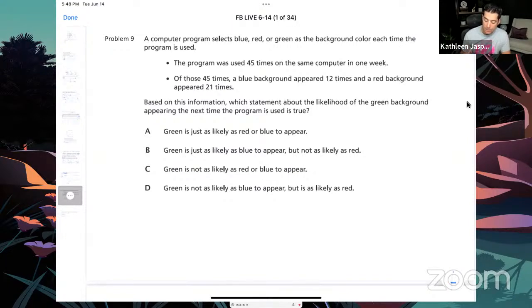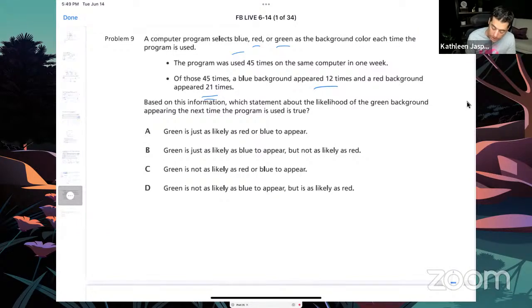So again, when we're confused like this, the best way is to just go through it logically. So we've got this computer program and it's 45 times. There are 3: blue, red, and green, but they only give us blue as 12 and red as 21. The answer choices are telling me green is just as likely as red or blue. So it doesn't need a value. I don't need to solve anything for a specific value, but I just need to understand when green is going to appear. Because there are these 3, they gave us 2 out of the 3, we can find the third, right?